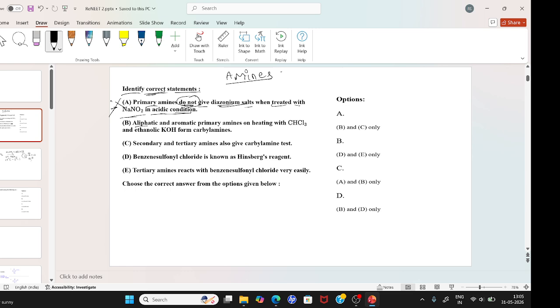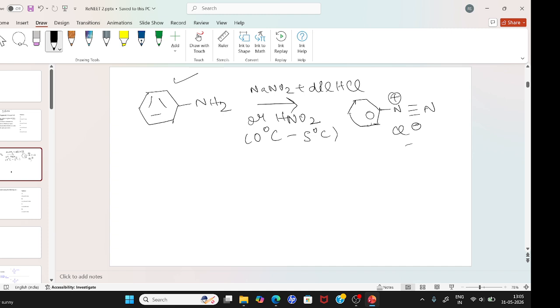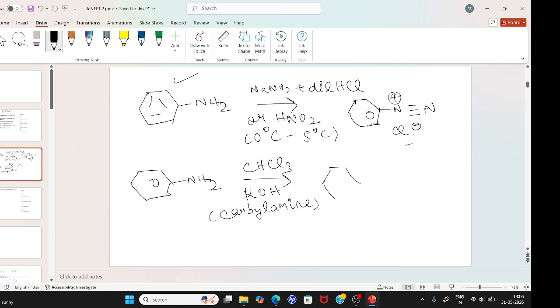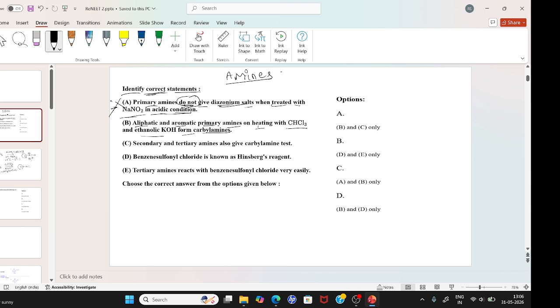Next, aliphatic and aromatic primary amines on heating with chloroform, that is CHCl3, and ethanolic KOH, they form carbylamines. So you know that for primary amines, be it aliphatic or aromatic, I am taking the same example of aniline, when they are treated with CHCl3 along with basic medium, this is called your carbylamine reaction, and it is actually converted to isocyanide. This is your carbylamine reaction. So yes, aliphatic and aromatic, both types of primary amines give the carbylamine test. So statement B is correct.